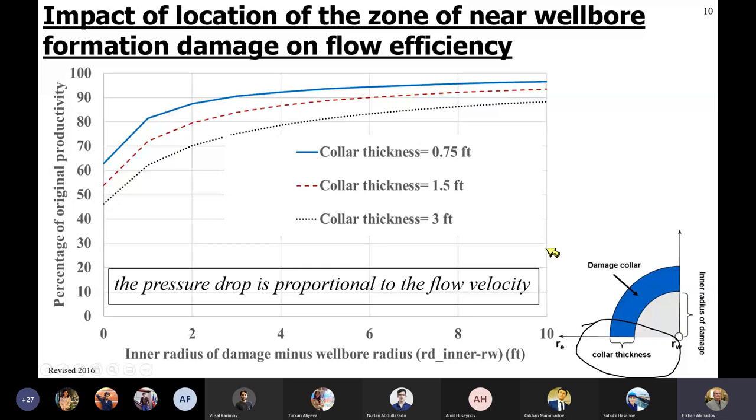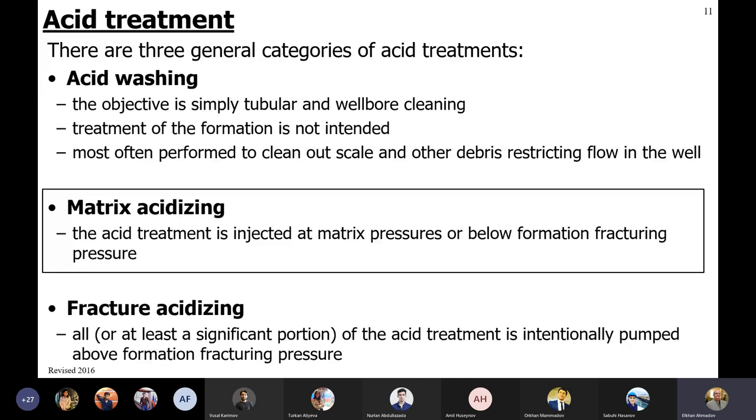And fracture acidizing is an acid treatment combined with fracturing, when we inject the acid at pressures exceeding the formation fracturing pressure. So it has even more effect on increasing the effective wellbore radius. However, we don't always need this. We may get results with just matrix acidizing. It will depend on the lithology, the formation damage severity and damage depths.